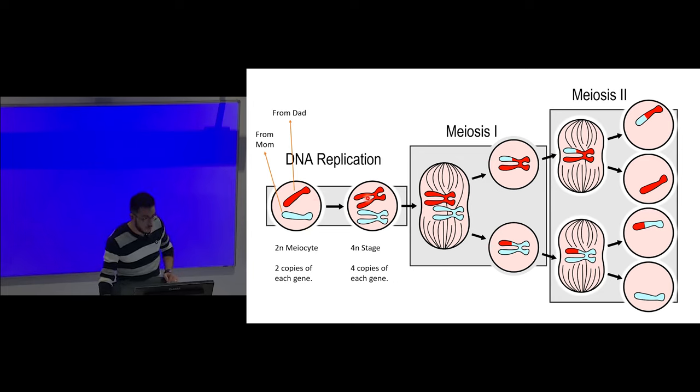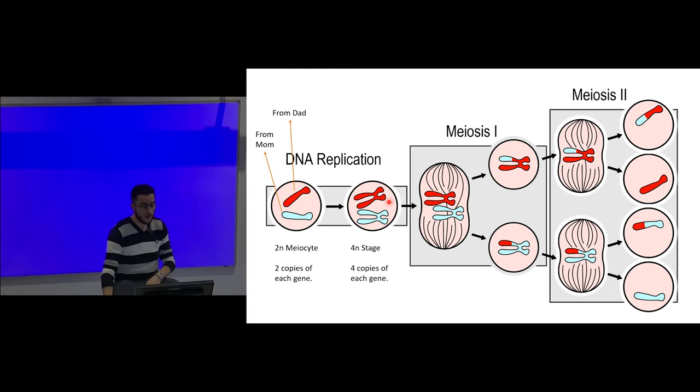Then there's a duplication event, so you end up with four chromosomes for the same chromosome, four replicates of the same chromosome. So that means four copies of each gene that you have. Since I told you we have 20,000 genes in the human genome, at this stage you have 40,000 copies, and at this one, times two, 80,000 copies.